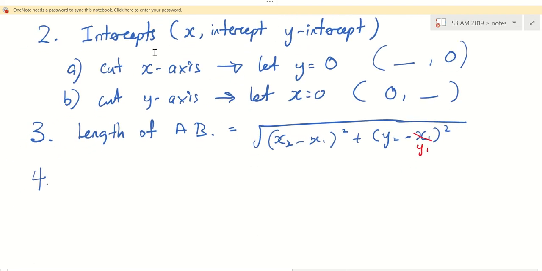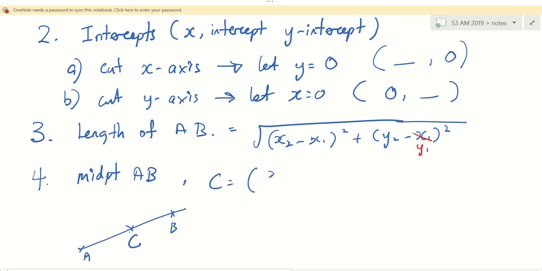Okay, fourth one I want to talk about is your midpoint. So we say midpoint formula, midpoint of AB. Let's say I have A and B, and midpoint is C. So we say C is equals to x1 plus x2 divided by 2, y1 plus y2 divided by 2.